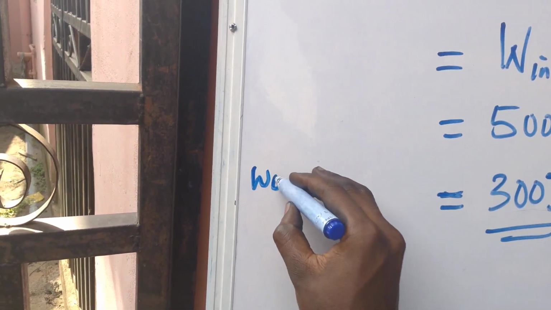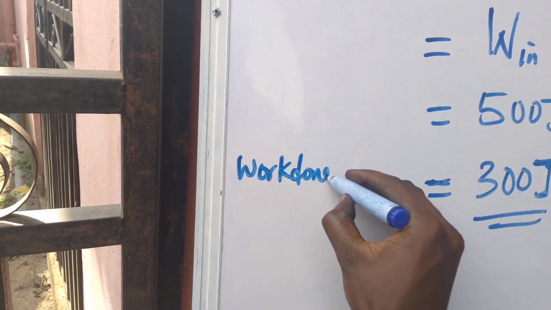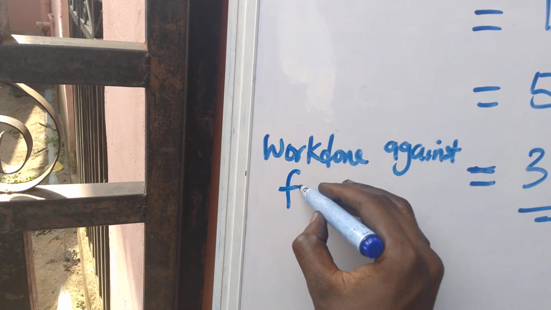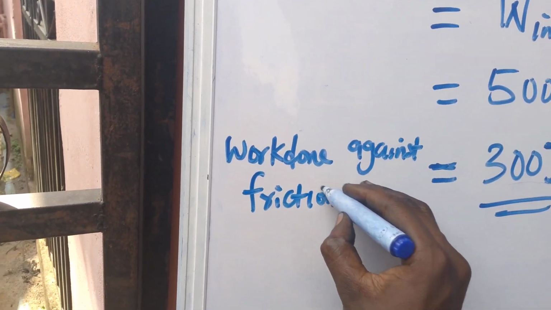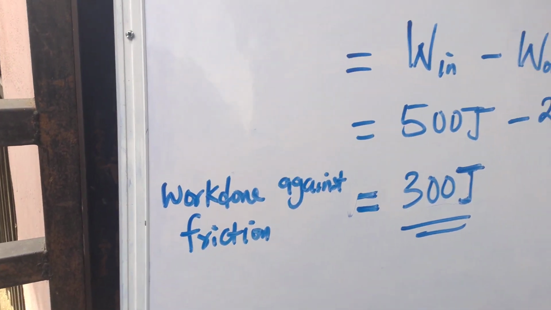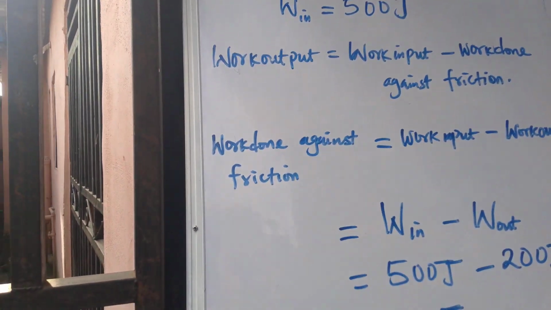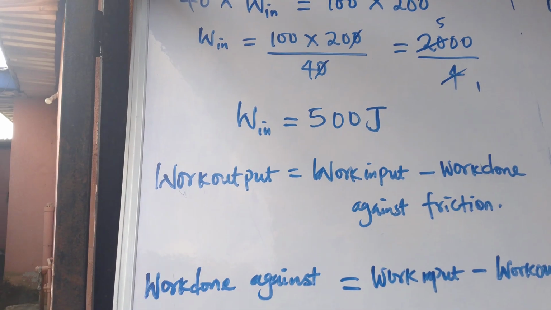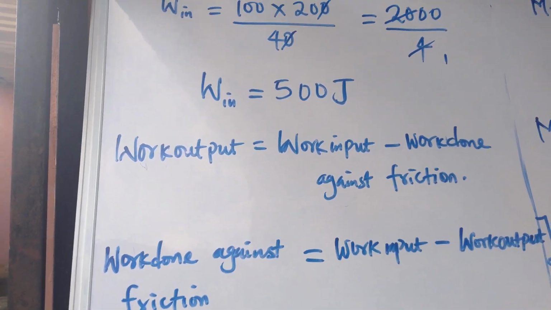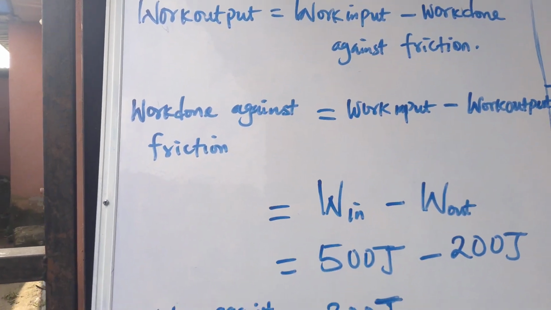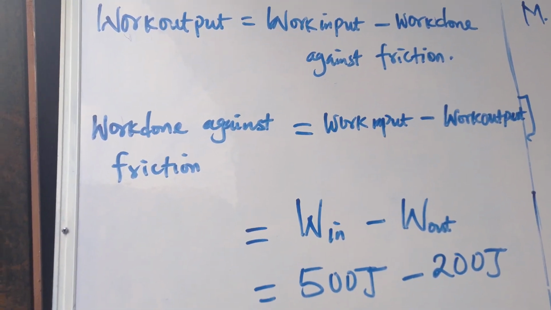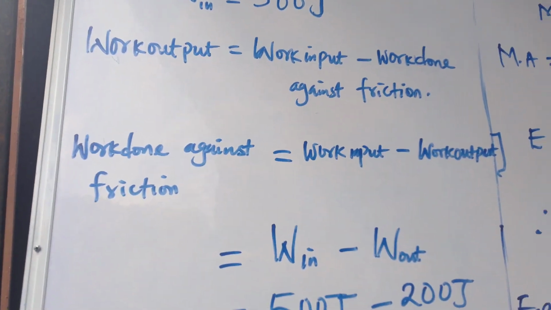This is the work done against friction. It's equal to 300 joules. Okay? So that is it. Work output is equal to work input minus work done against friction. And then see that the work done against friction, making it the subject of formula, will be equal to work input minus work output.